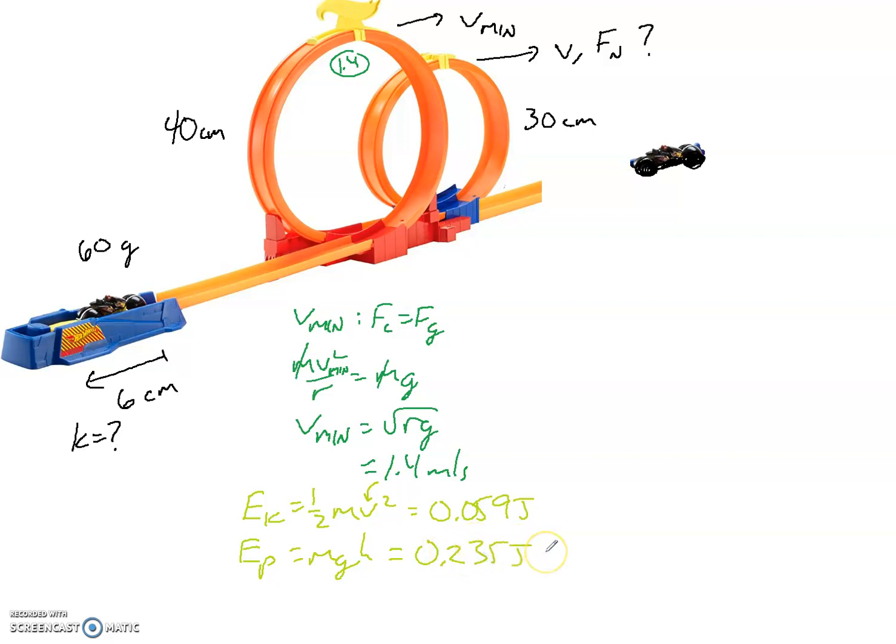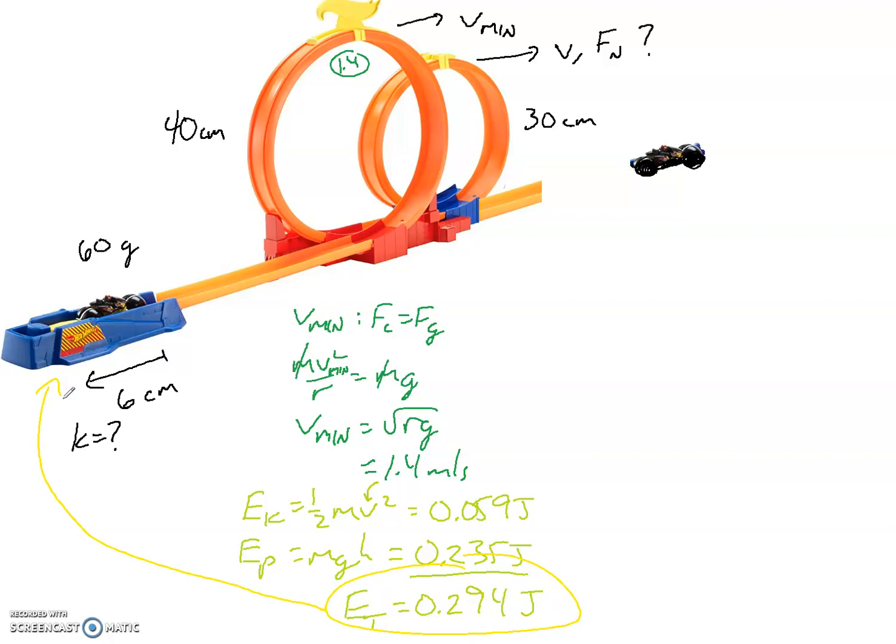0.235 joules. Now I can add those together, and that'll be my total energy, the total everywhere. So I add the two together and we've got 0.294 joules of energy, and that is my total energy absolutely everywhere in the situation. The easiest thing to do right now is to take that energy and put it into the spring, because that's where it came from in the first place.